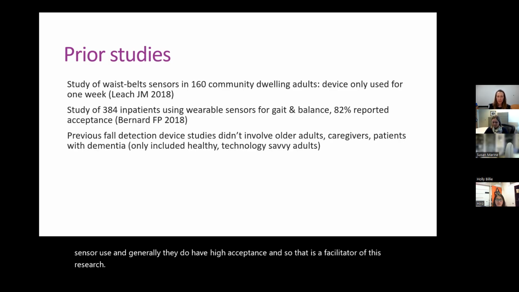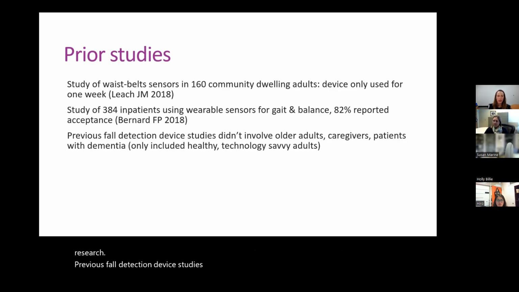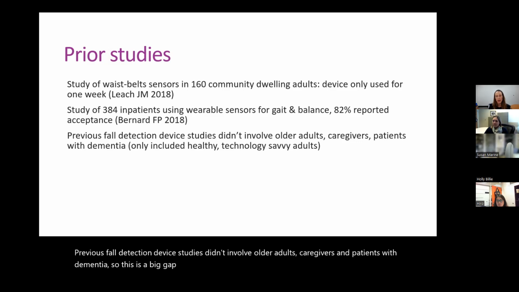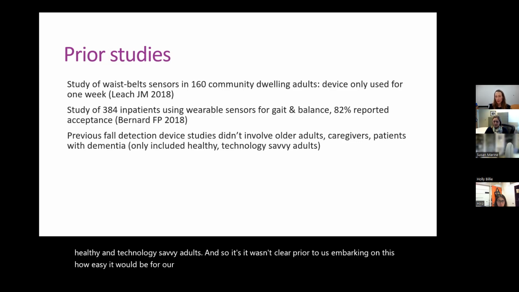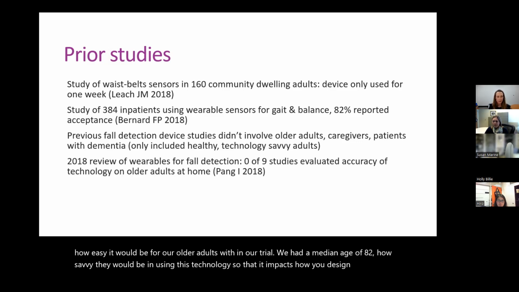Previous fall detection device studies didn't involve older adults, caregivers, and patients with dementia. So this is a big gap in this research. And often these studies are only done in healthy and technology savvy adults. And so it wasn't clear prior to us embarking on this how easy it would be for our older adults in our trial, we had a median age of 82, how savvy they would be in using this technology. So that impacts how you design your studies.